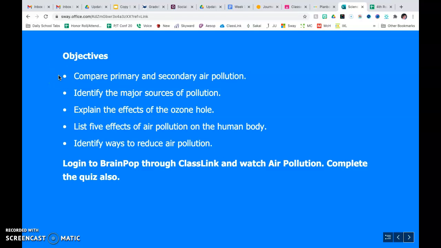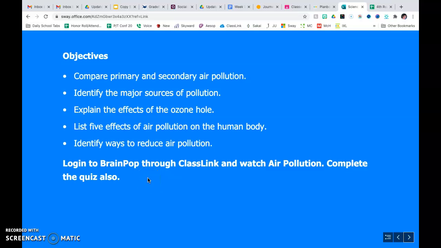Compare primary and secondary air pollution. Identify the major sources of pollution. Explain the effects of the ozone hole. List 5 effects of air pollution on the human body. And identify ways to reduce air pollution.